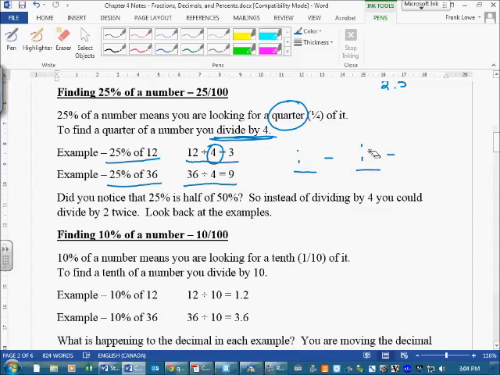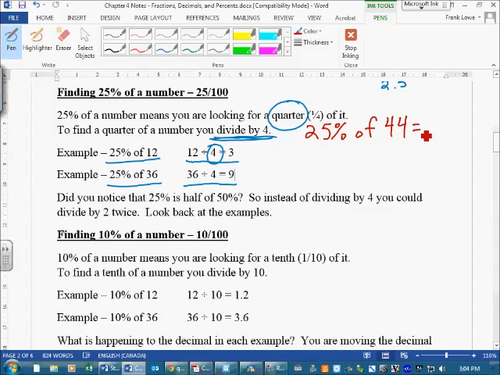Okay, let's look at a couple of examples. Let's see if you can run through a few of these. I'm going to use a different color here. Okay, let's go 25% of 44. That's a nice easy one.